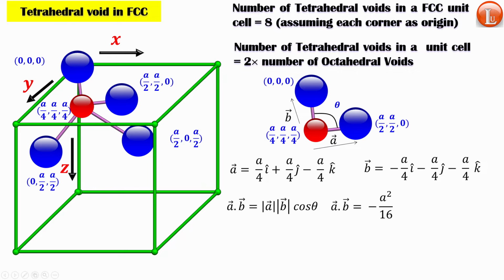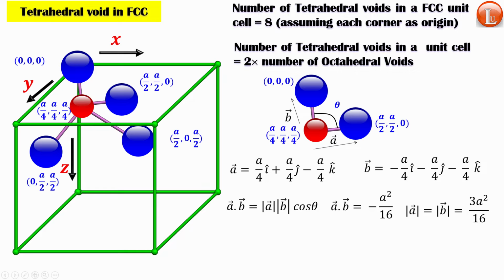So mod A and mod B would be equal, and they would all be equal to 3a square by 16. So what is cos theta? Sorry, this is going to be mod A into mod B because it is under root of this. So this will be actually mod A and mod B would be root 3a by 4, and when you multiply these two, it will be 3a square by 16.